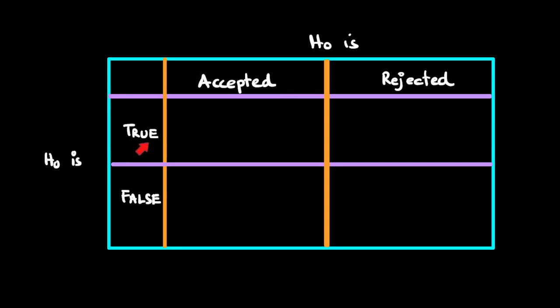Now, let me start with this one. If H0 is true and it is accepted, is this a correct decision? The answer is yes, it's a correct decision. What if H0 is false and H0 is rejected? Is this a correct decision? Yes, this is also a correct decision.